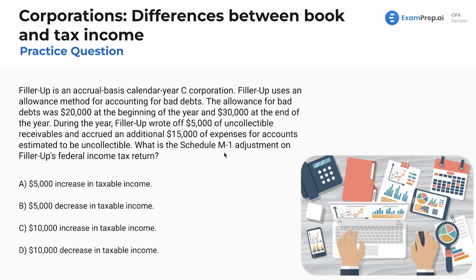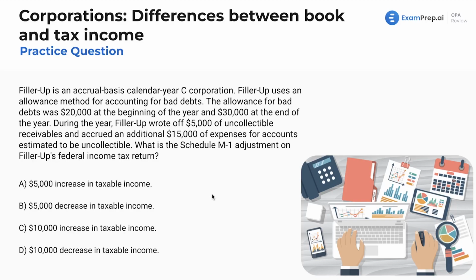Now, what is going to be on the M1? What's the adjustment to taxable income? Are we going to have a $5,000 increase or decrease to taxable income, or a $10,000 increase or decrease to taxable income? That is a wonderful question, and that's what we're here to find out today. Well, the tax deduction for bad debts is going to be limited to the amount allowed under the direct write-off method. As I mentioned, that's what we use for our IRS rules.